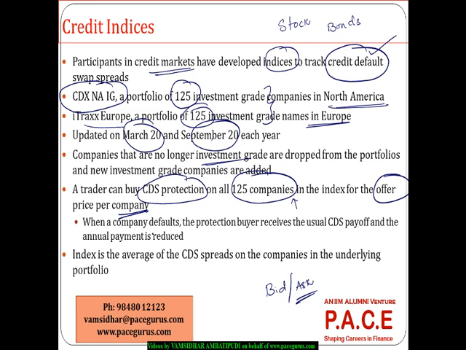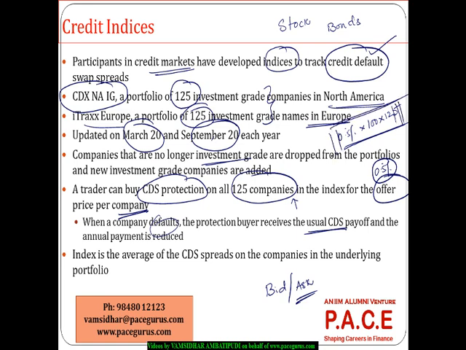So whenever one of those 125 companies defaults, the protection buyer receives the usual payoff from the CDS corresponding to that one company. Let's say the offer price is 0.5%. What you are paying as protection on all 125 companies is 0.5% of the notional amount, let's say 100 million times 125. So this is what you are paying as a premium.